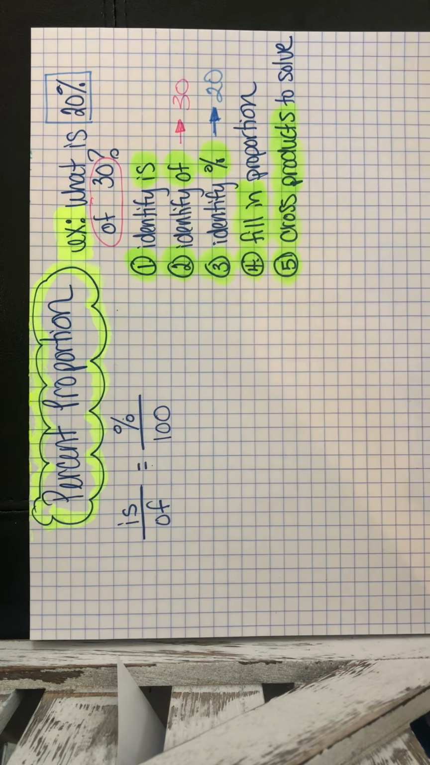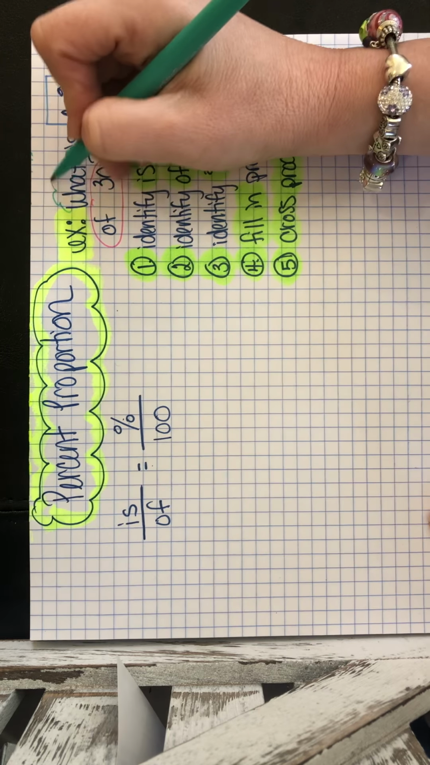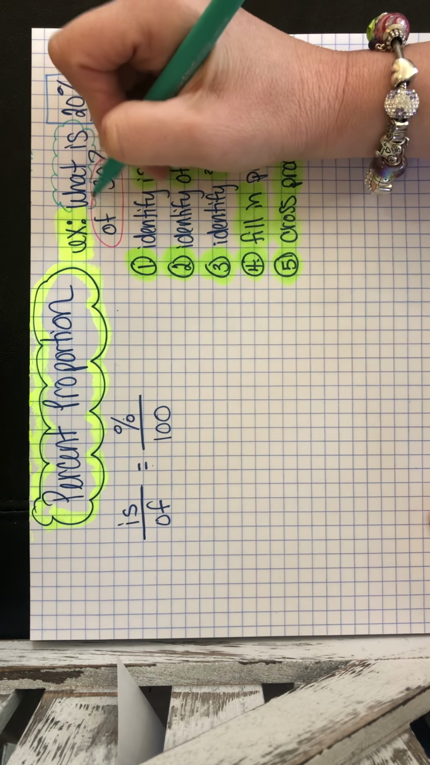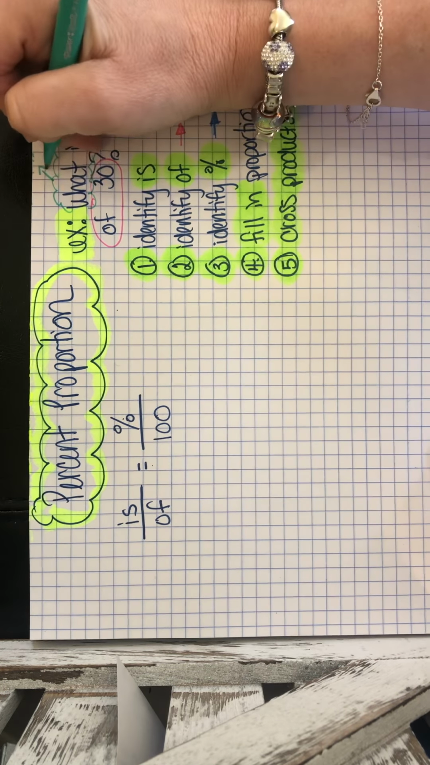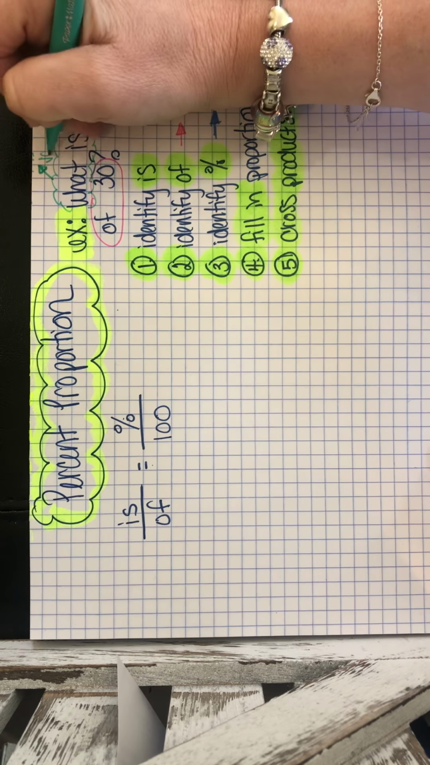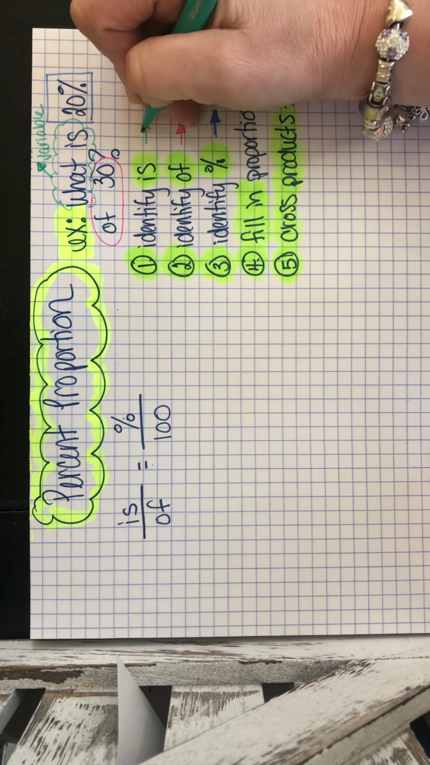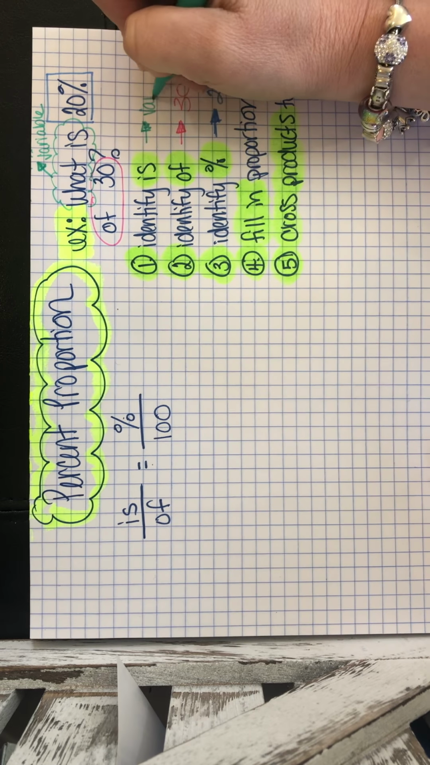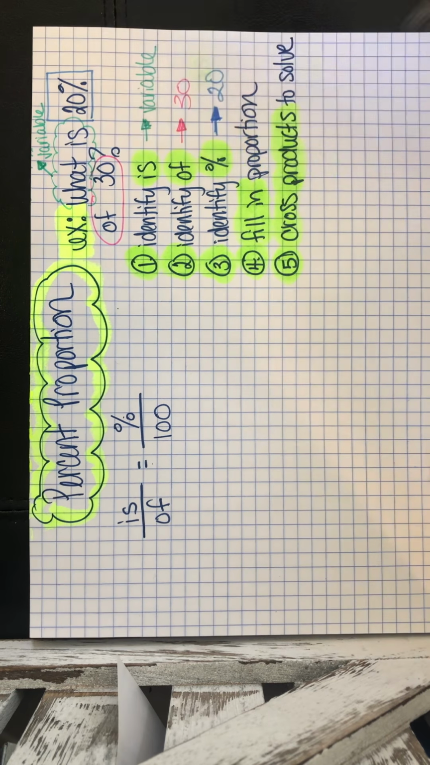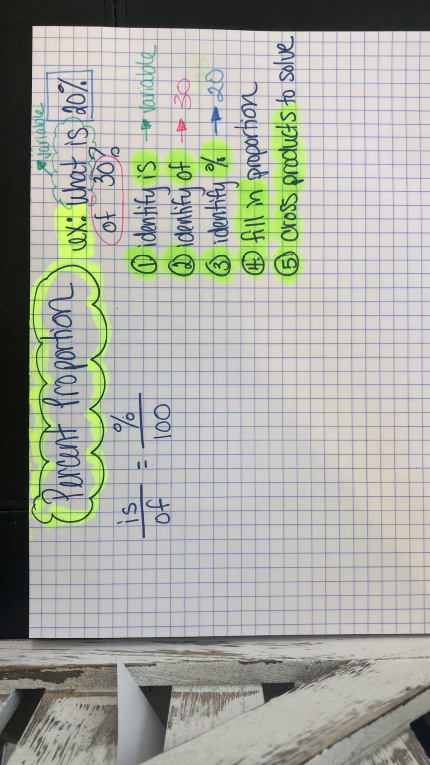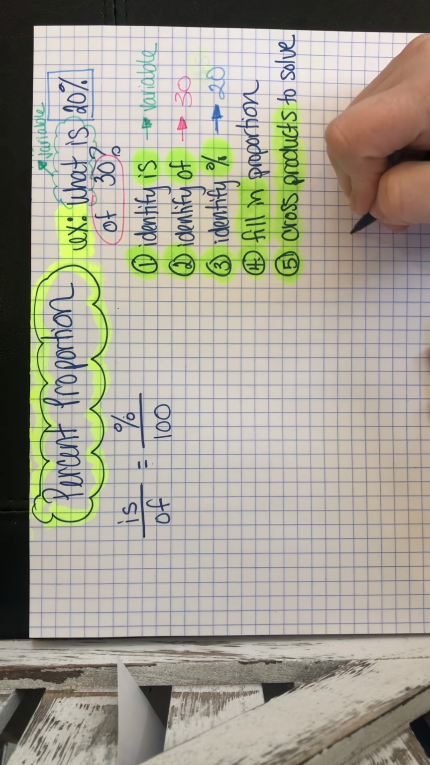And then finally, here it says what is. Now when I see the word what, that means it's going to be a variable. So my is represents my variable. So now that we have that information, what we can do is fill in the proportion. So I'm going to do that here.